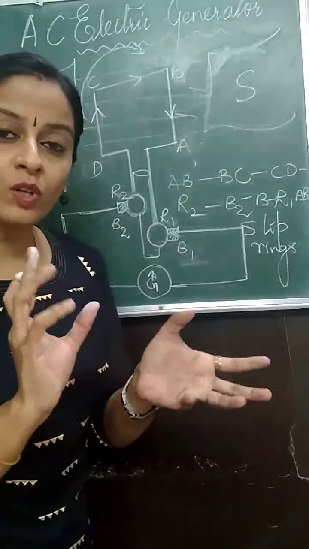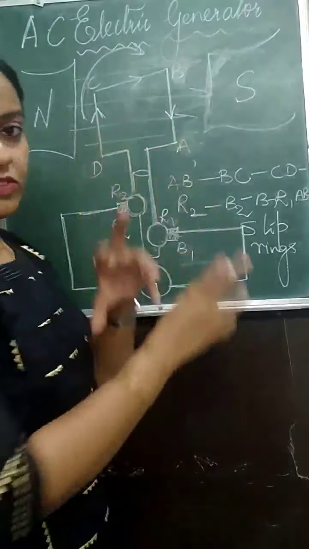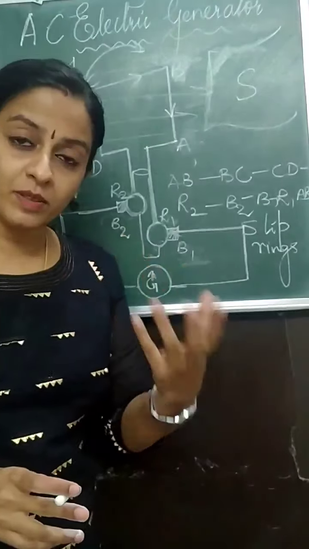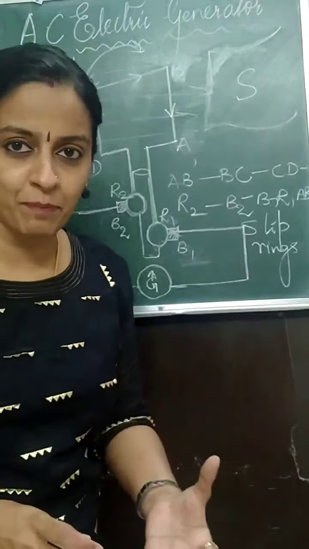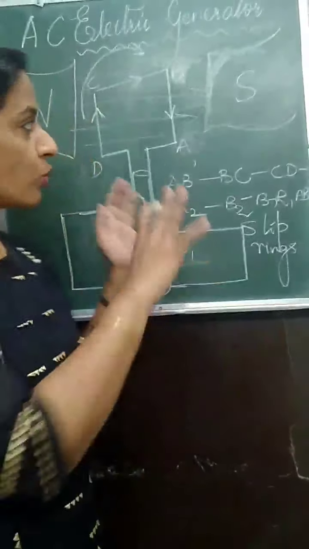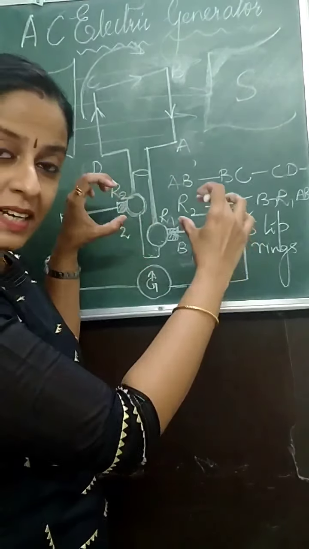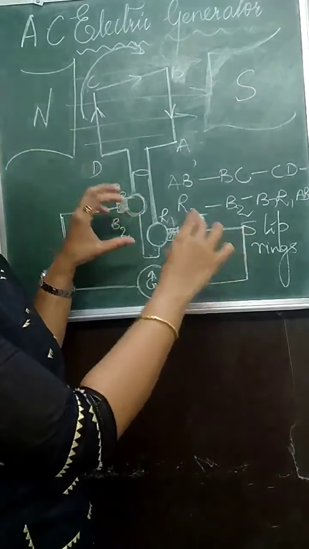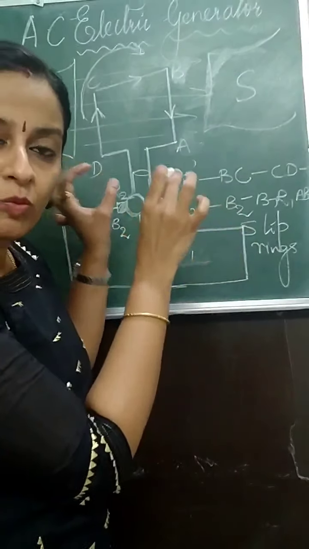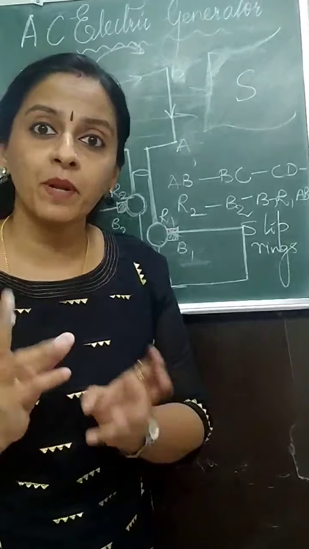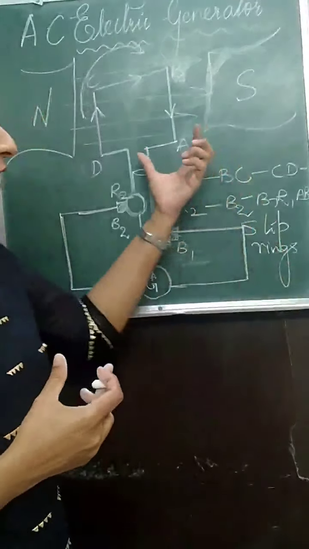The rings will also move along with the ends of the coil. That is the characteristic of slip rings. For split rings, only the external coil will move. The split rings will remain in one place only. The split rings will remain in one position, whereas the slip rings will move along with the ends of the coil.